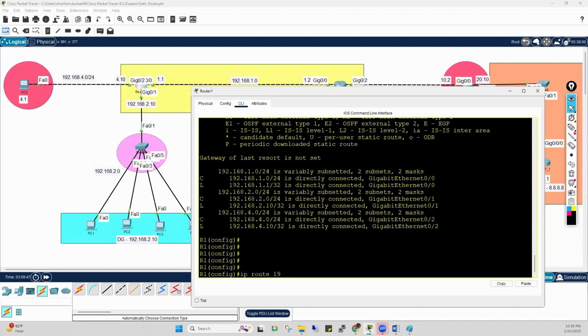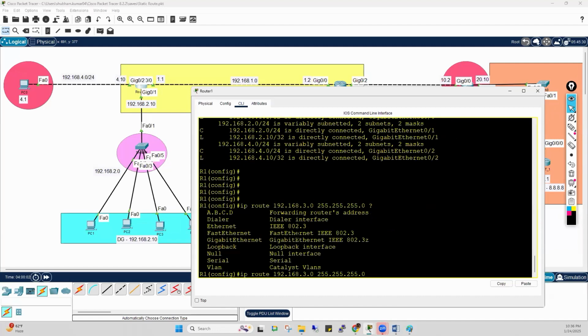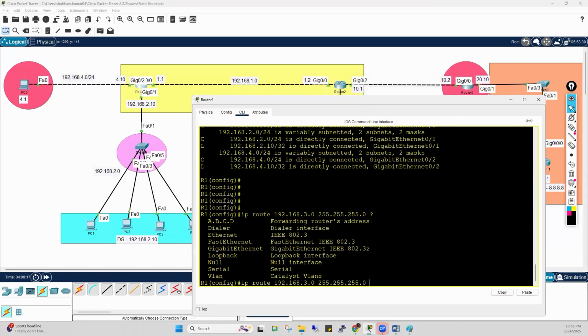ip route 192.168.3.0. Clear? After that, you need to write the subnet mask, 255.255.255.0. After that, apply the question mark. After that, there are two things: either you can use the exit interface, or you can tell this router the next hop. Understand, everyone?